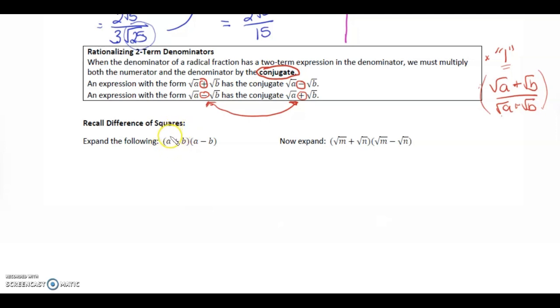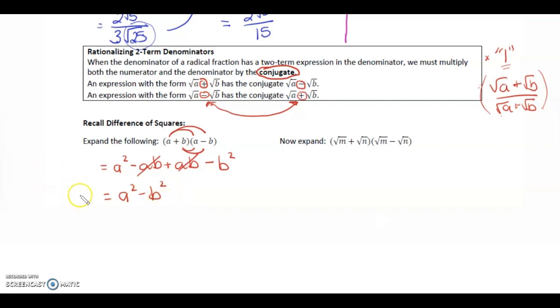So by using foiling, if we had a plus b times a minus b, a times a is a squared, a times negative b is negative ab, b times a is plus ab, and b times negative b is minus b squared. When we go ahead and simplify this, these two middle terms end up canceling out, and we're left with a squared minus b squared.